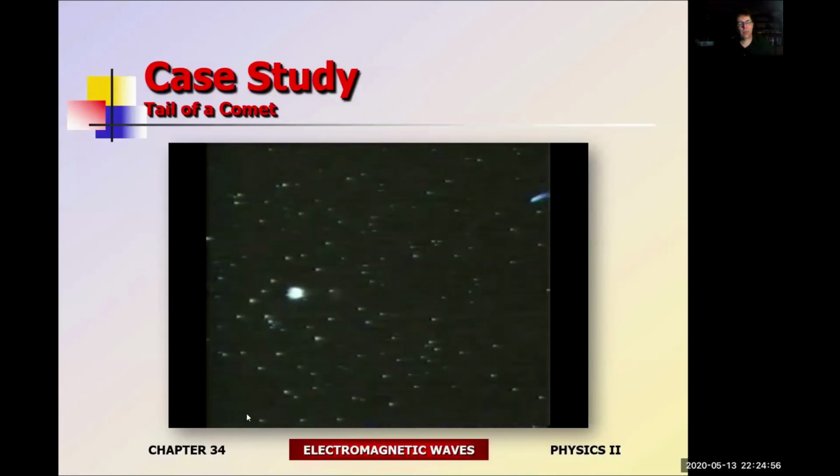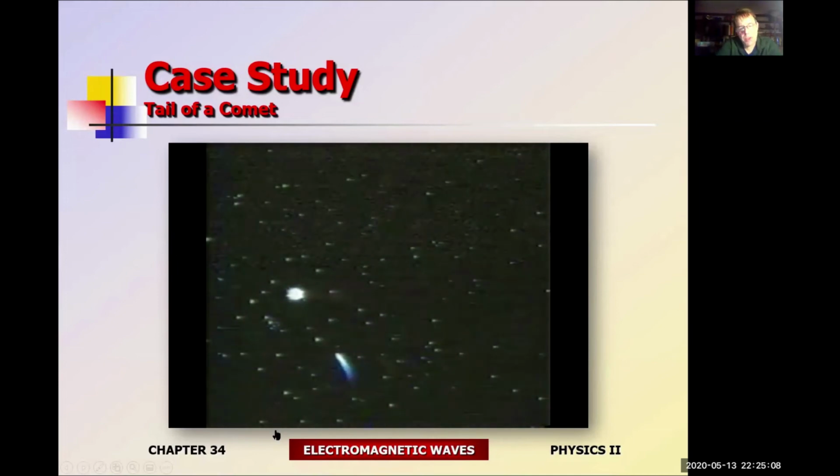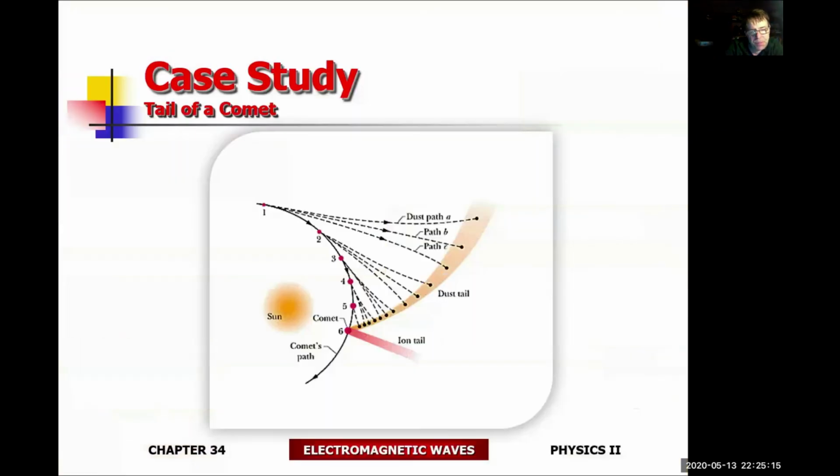Space was considered a vacuum, except for a curious clue, the tail of a comet. Regardless of the direction it traveled, its tail always pointed away from the sun. All right, so what's pushing the tail of a comet away from the sun? We know today that those are particles ejected by the sun, but let's just ignore that.